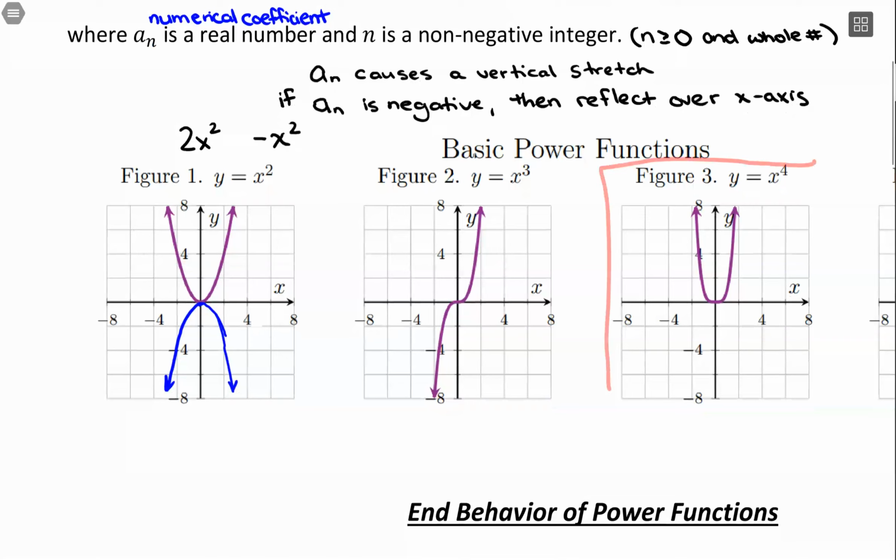Let's jump over to x to the fourth. And what we can see is it flattens out a little bit around 0, but overall, it's a very similar shape. In terms of trend, coming from positive infinity, going to 0, going off to positive infinity again, very similar trend to x squared. And if we kept plugging in even exponents, we would see the same thing occurring.